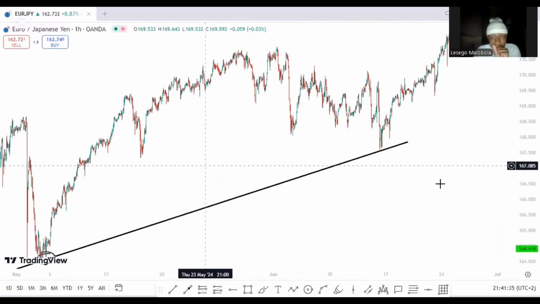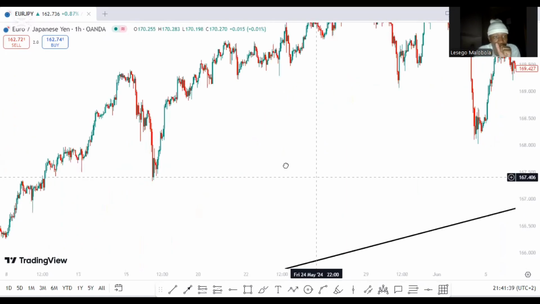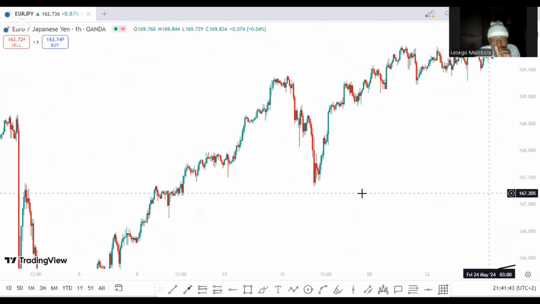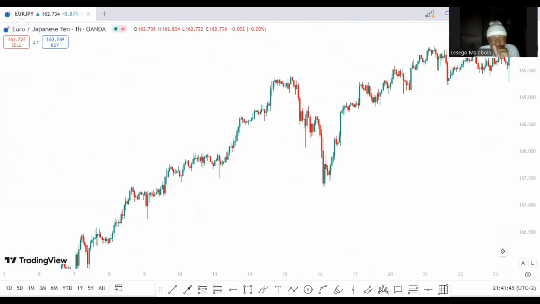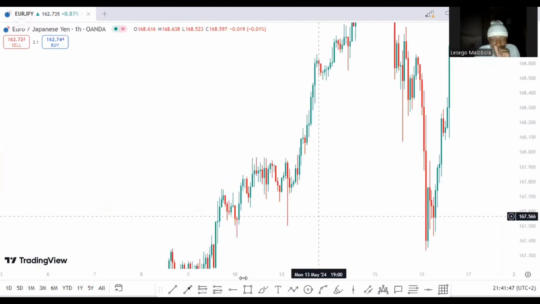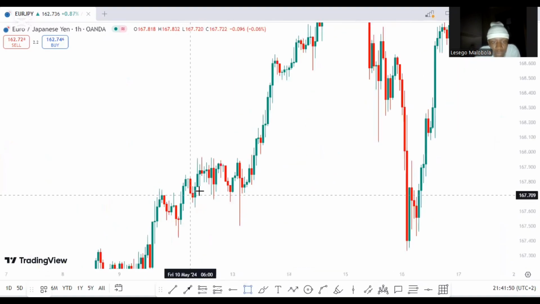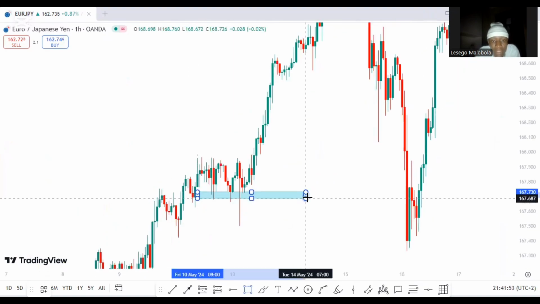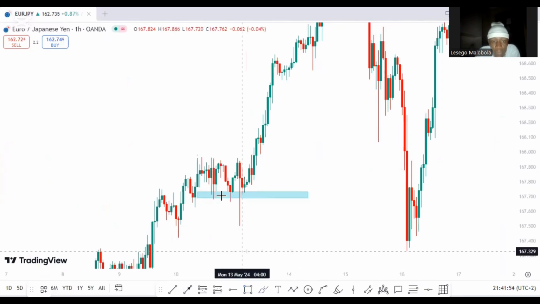So if we move on to the 1 hour, let's see if we can find any support and resistance, because sometimes, guys, we can't find it on the 4 hour, but on the 1 hour you find that okay, there is support and resistance. So seeing that here, guys, we do have support and resistance. Why do I say that? Because we have multiple rejections.